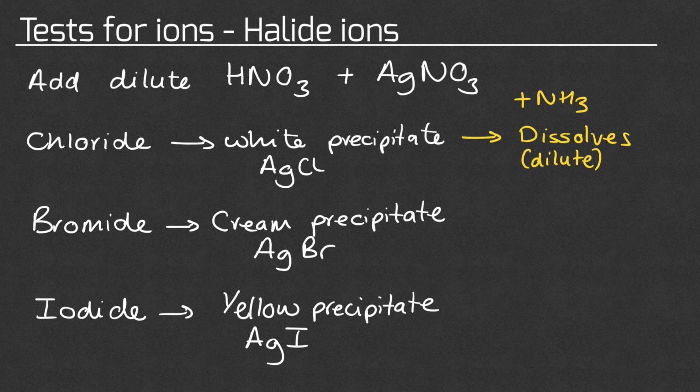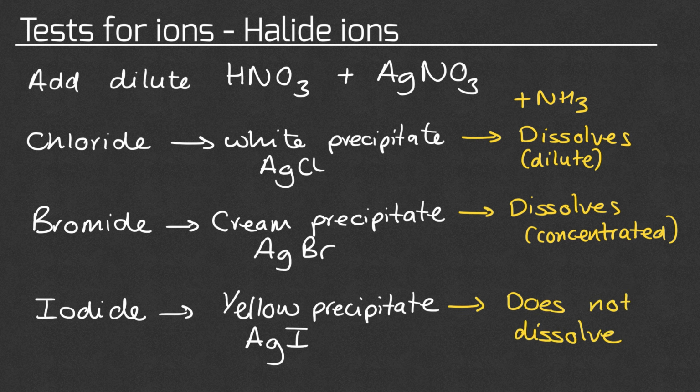The silver chloride precipitate will dissolve in dilute ammonia, so you'd add dilute ammonia first. If your precipitate doesn't dissolve in dilute ammonia, you would then add concentrated ammonia, because silver bromide will dissolve in concentrated ammonia. If your precipitate still doesn't dissolve in concentrated ammonia, this means you must have got the silver iodide precipitate, because that does not dissolve even in concentrated ammonia.